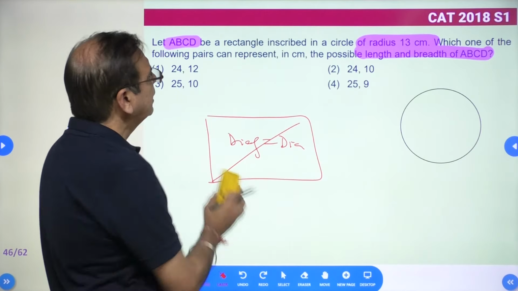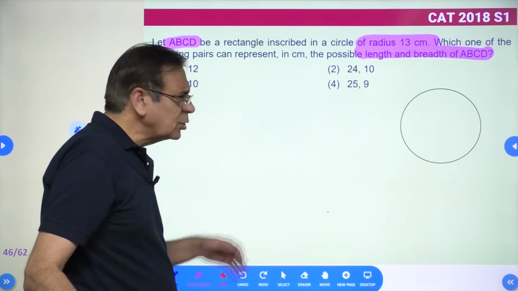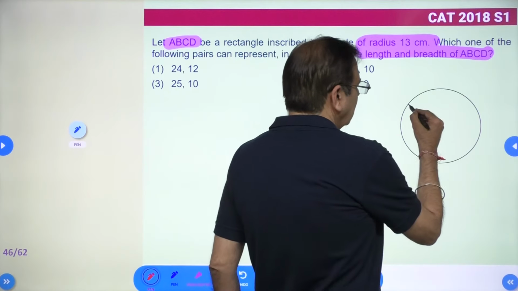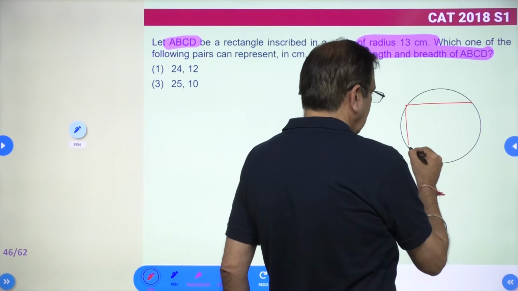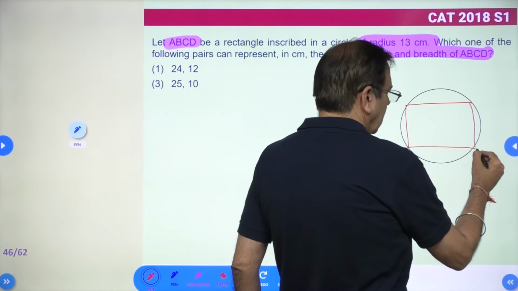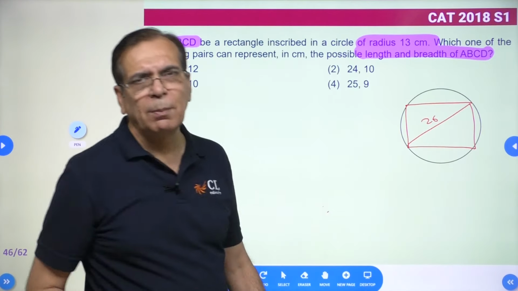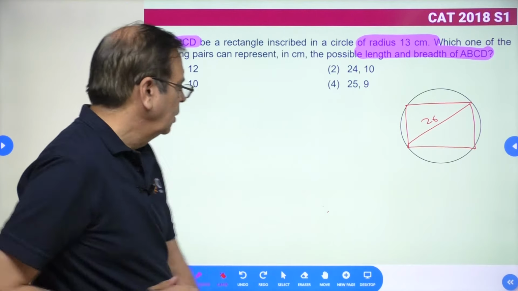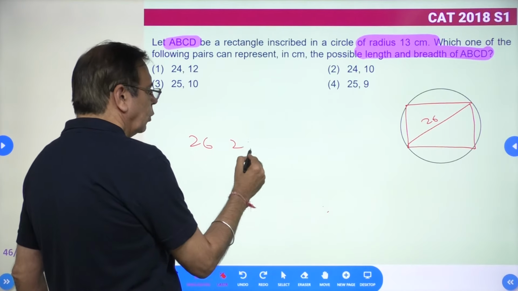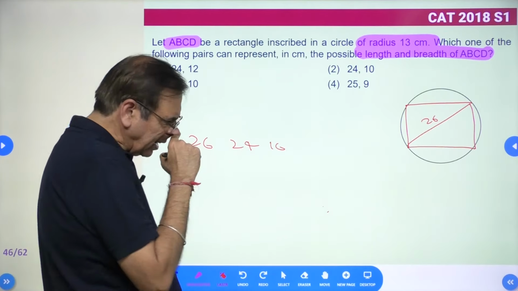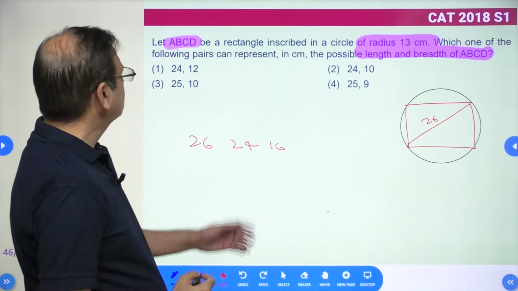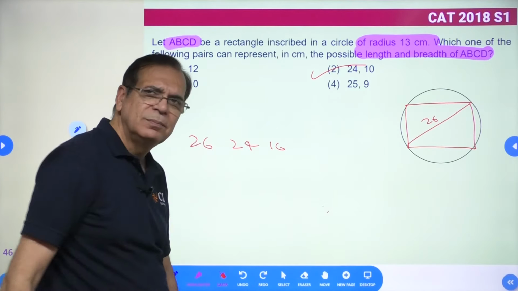Okay. So ABCD is a rectangle inside a circle ना. तो चलो कोई बात नहीं. That's very good. So let's say this is a rectangle. What will be the diameter? 26. Do you remember your Pythagorean triplets? 26, 24, 10 is a right angle triangle. Look at the choices. This is the answer.